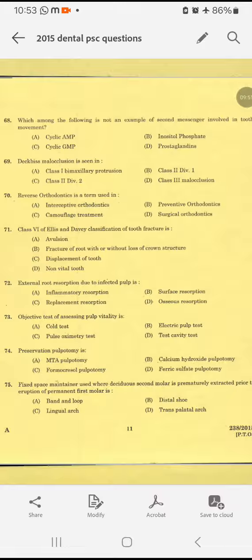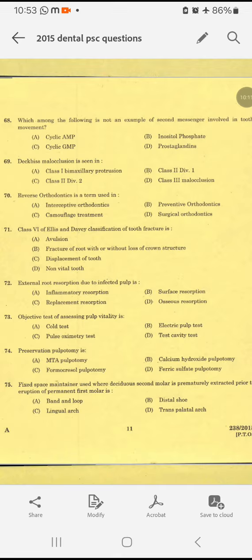Question number 70. Class 6 of Ellis and Davey classification of tooth fracture is avulsion, a fracture of root with or without the loss of crown fracture, displacement of the tooth or non-vital tooth. Class 6 is root fracture. So option B.